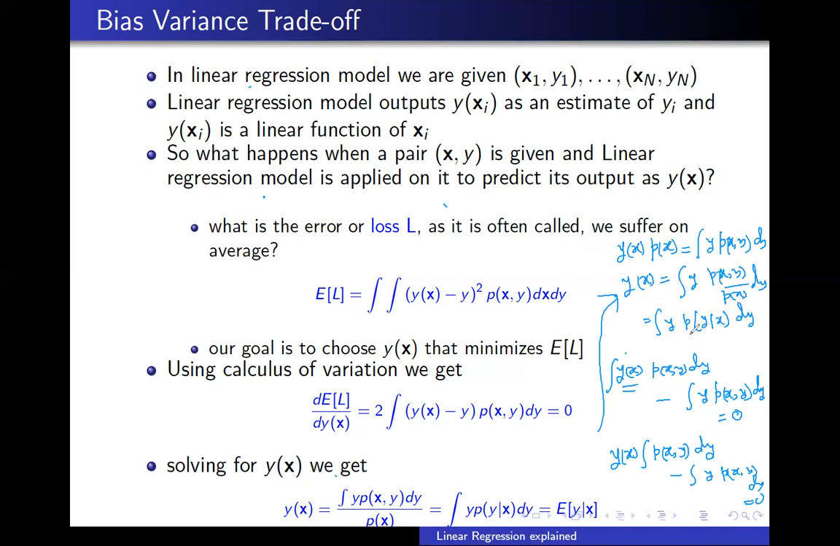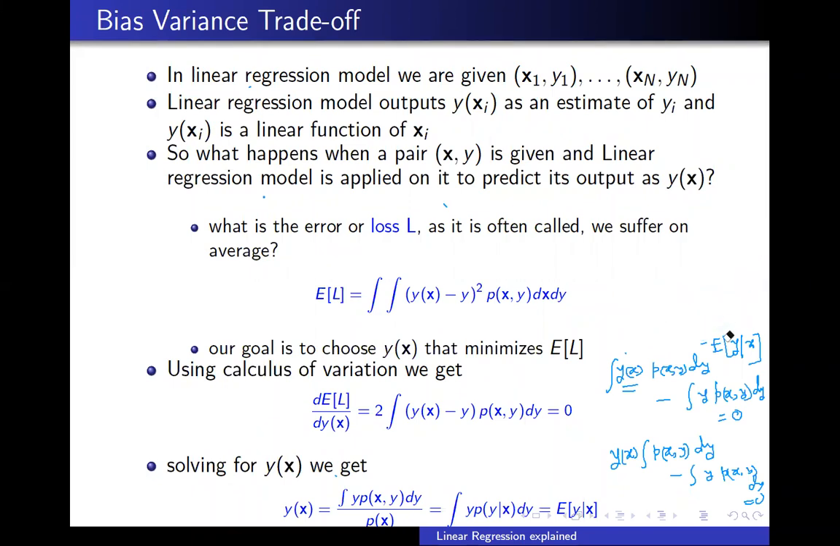Now this is nothing but the conditional expectation, exactly the conditional expectation of y given x. So this is a very simple derivation. Essentially, what you have shown is that the solution for y of x, when you are trying to minimize this average loss, is nothing but the expected value of y given x. All right, so let's clean this up and go to the next point that I'm trying to make.